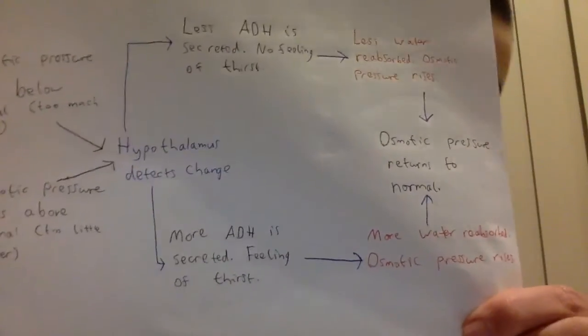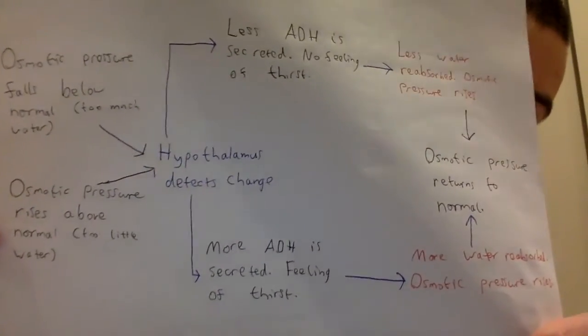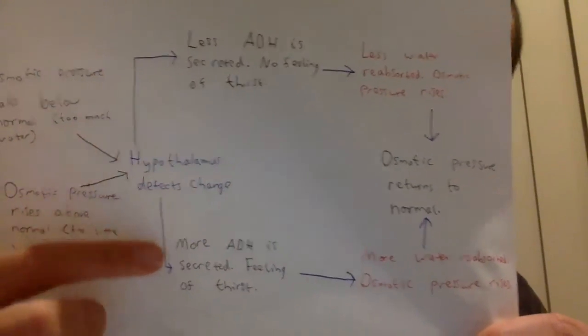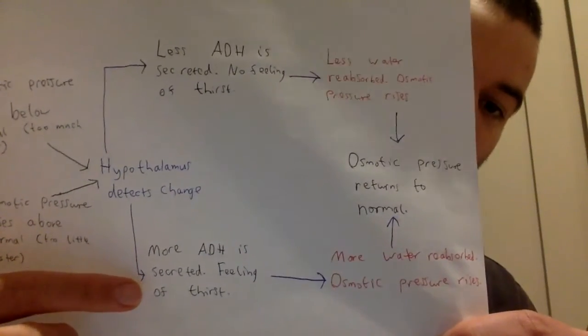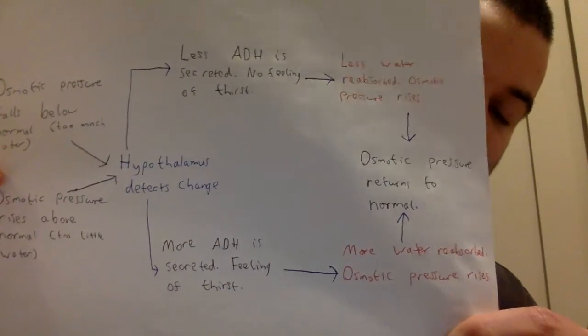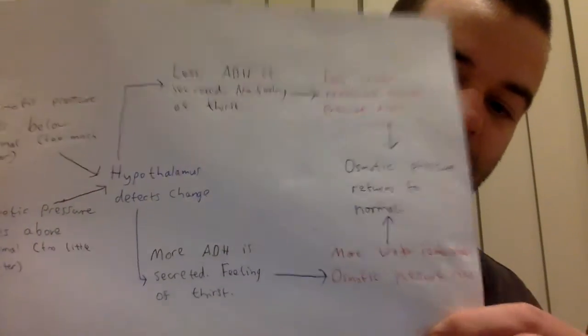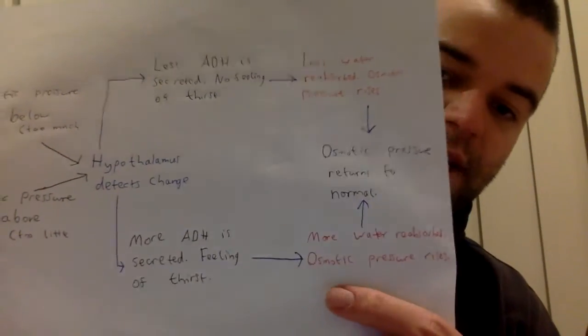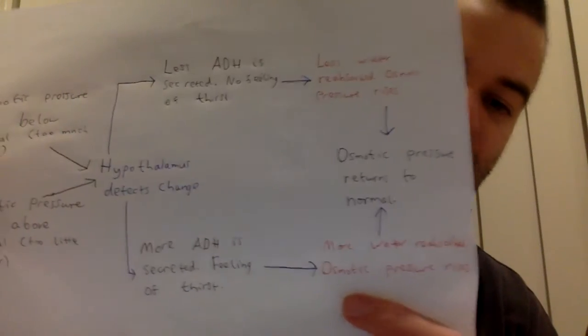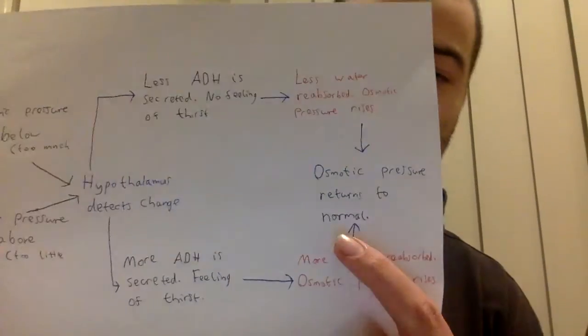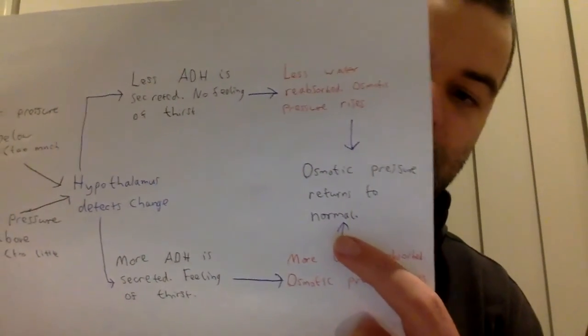Whereas if the osmotic pressure rises above what it should be, so there's too little water, again, the hypothalamus detects it, but this time more ADH, more antidiuretic hormone, is secreted, and that will help the person to feel thirsty and want to drink. That will also result in more water being reabsorbed from the kidneys into the blood. The osmotic pressure falls back to a normal level at the end of that.